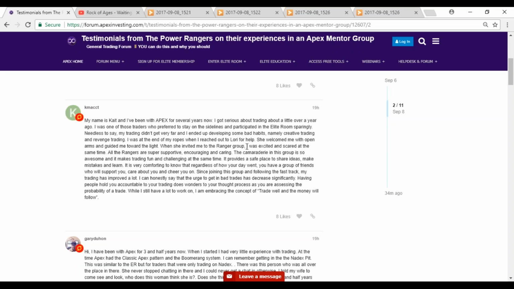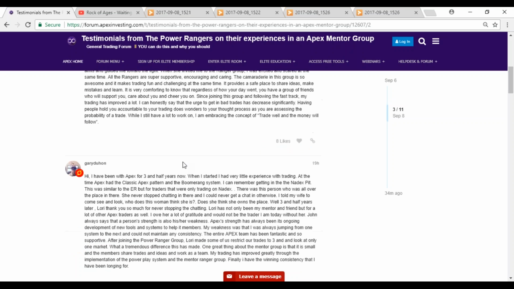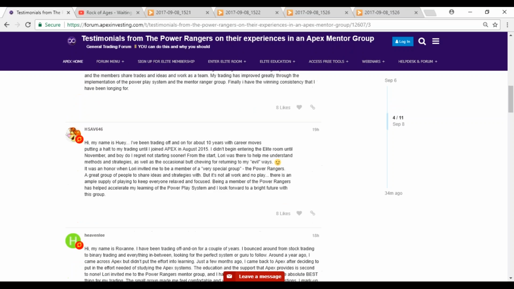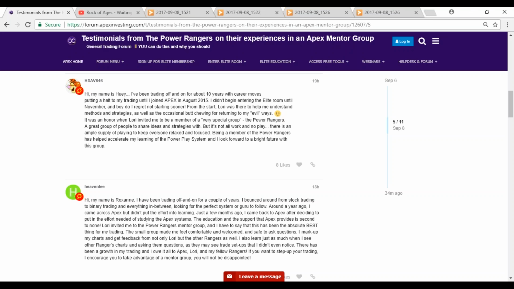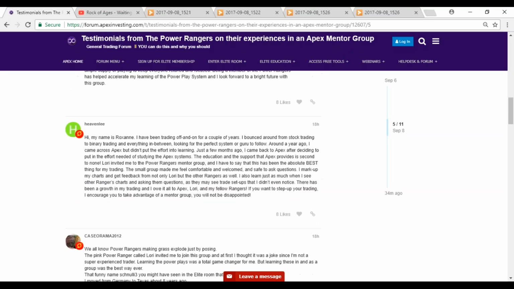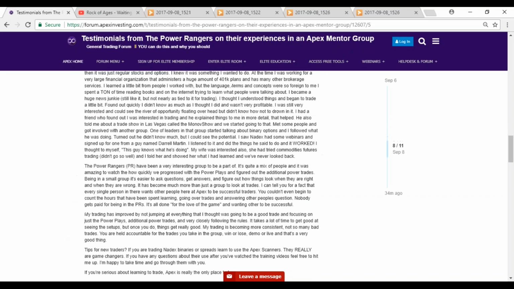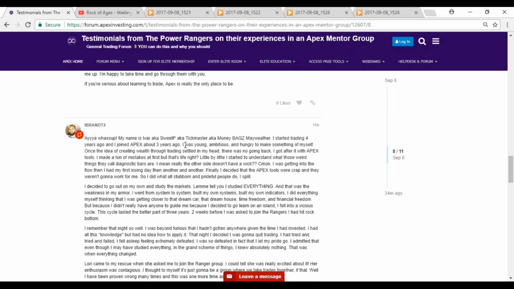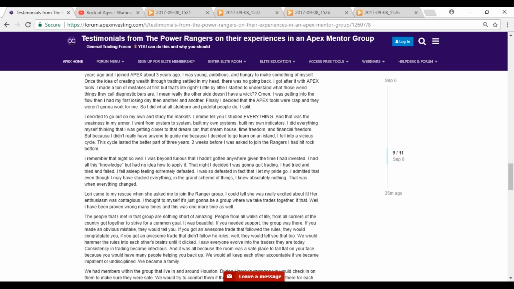When I was invited to the room, I was excited and scared at the same time, but all the Rangers are super supportive, encouraging. The camaraderie is great. I've learned so much. See what it's like for these guys, see their story. Just some great things in here about how they've really learned about themselves and their trading. We've got Sweet Pea, aka Ivar, right here. I'm kidding. This is Ivar's post talking about his trading, things he struggled with, his ups and downs, and how it's really helped him.